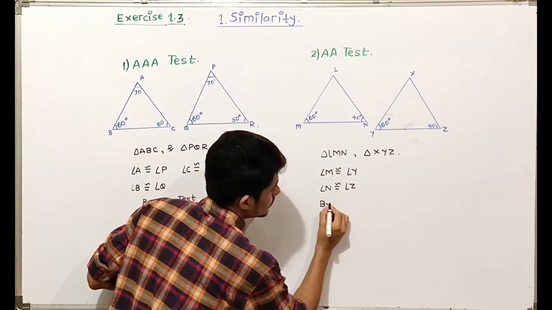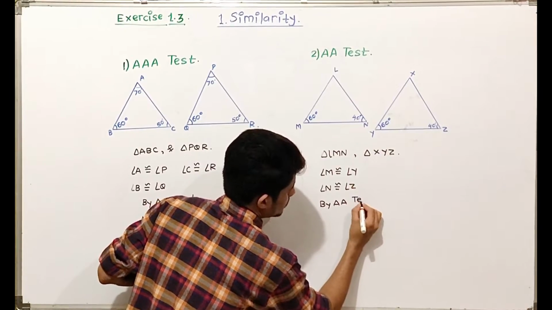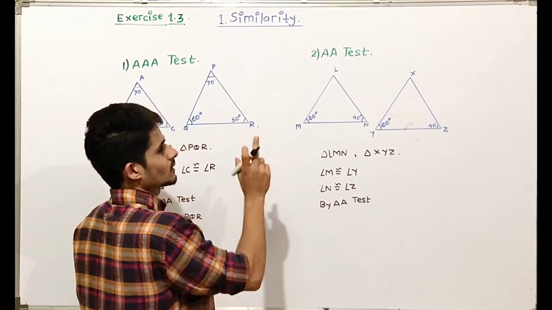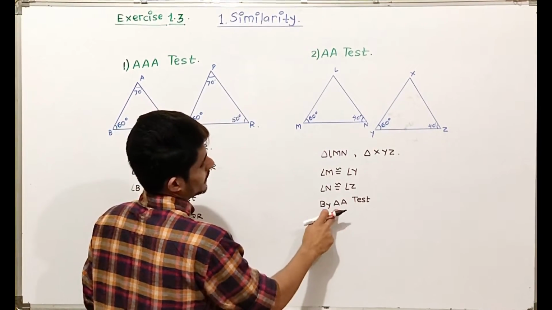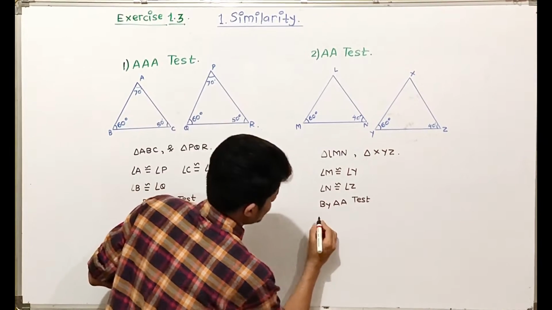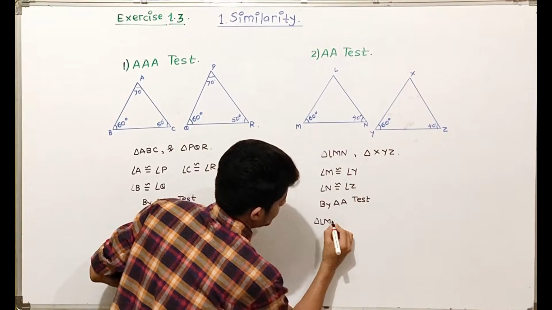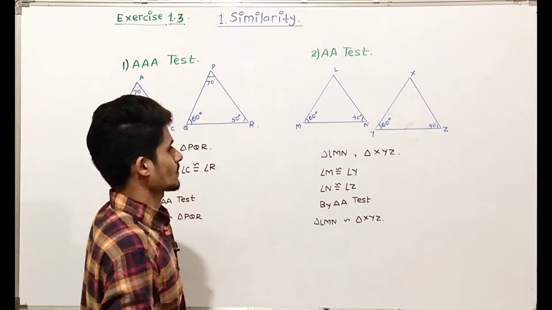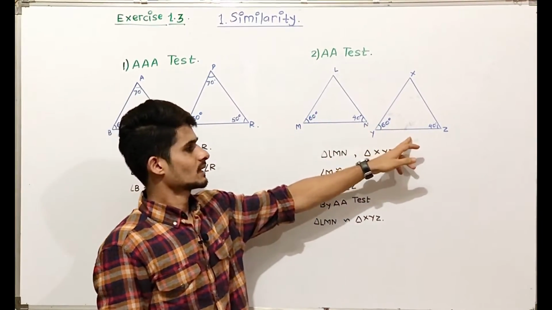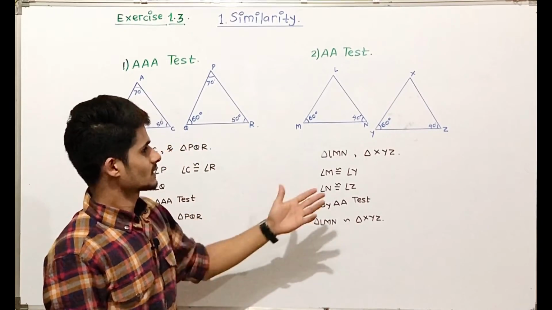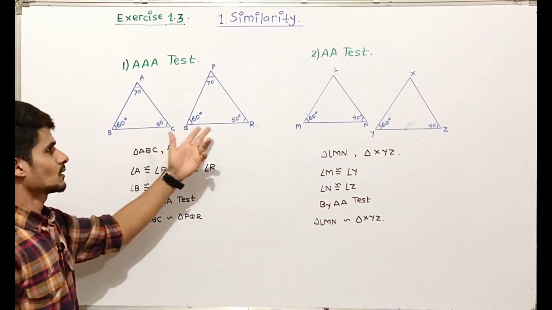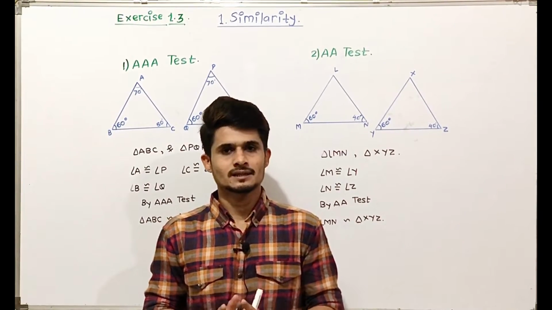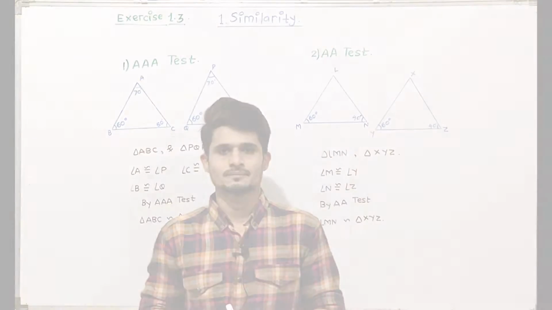So by the AA test, if two angles of triangles are congruent, then the triangles will be similar. By the AA test, that is the angle angle test, triangle LMN is similar to triangle XYZ. In the first test, if three corresponding angles are congruent, then the triangles will be similar. Similarly, we'll see the SAS test and the SSS test.